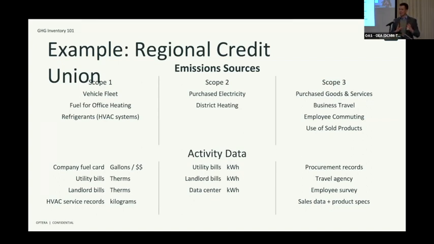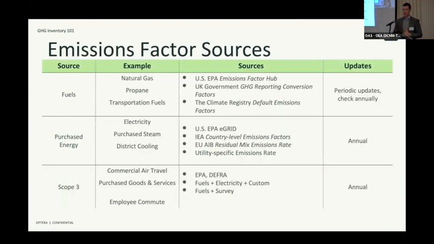So that's going to give us now the first 2 steps. We understand where our sources are, and we've been able to dig into the activity data that's going to be provided to us. The next step, emissions factors. So we need to take all of that activity data we just discussed and convert that into our common unit. We find emissions factors from a whole host of sources, and thankfully they're already developed for us in most cases.